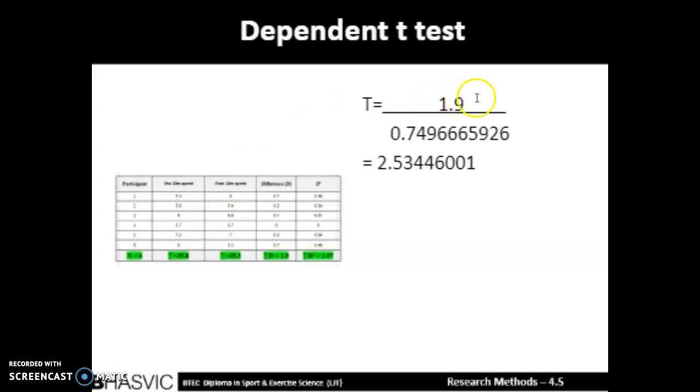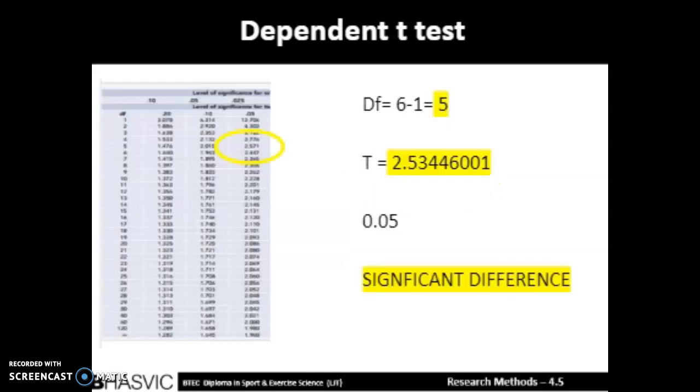So we put it in the formula to get 1.9 on the top and 0.7496665926 on the bottom, which equals 2.53446001. We then put it on this table.